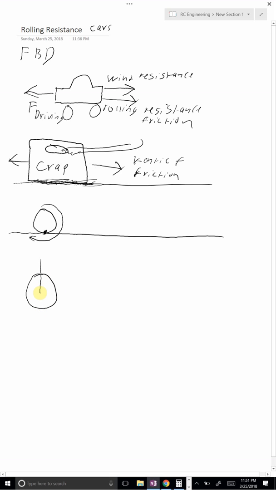Here's our wheel. Weight is going down this way. Force of friction, or force of rolling resistance, let's call it. And then this is the driving force, I'm going to call it. And then this is weight.